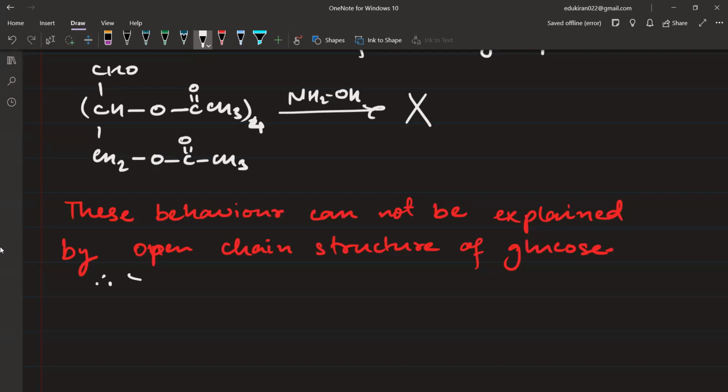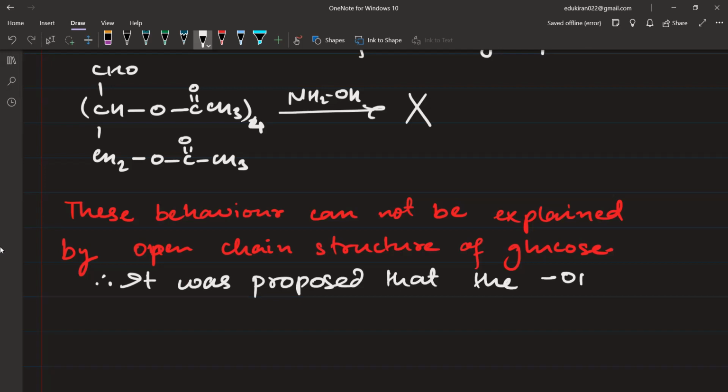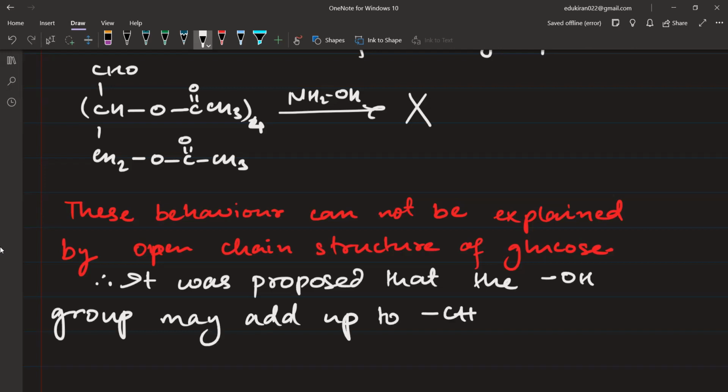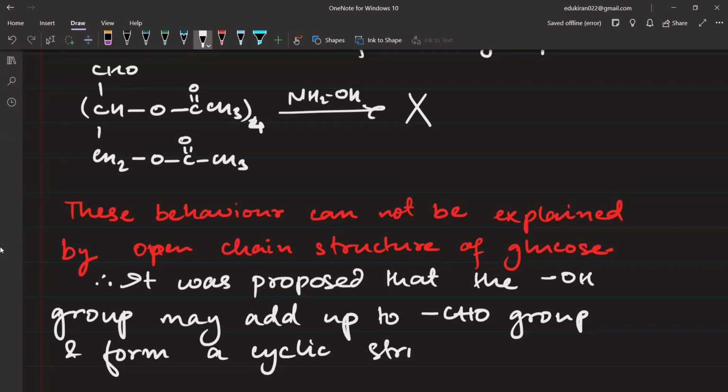Therefore, it was proposed that the OH group may add up to CHO group and form a cyclic structure.